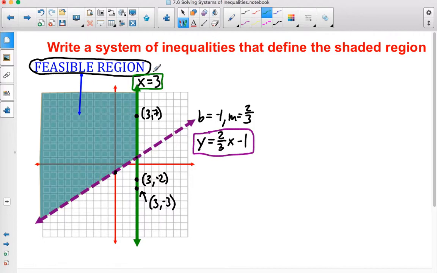Now I need them to be inequalities, so I'm going to worry about less thans and greater thans and all the equal to parts right now. So I want the one that is to the left of my green line. If it's going to be left of my green line, I need x.